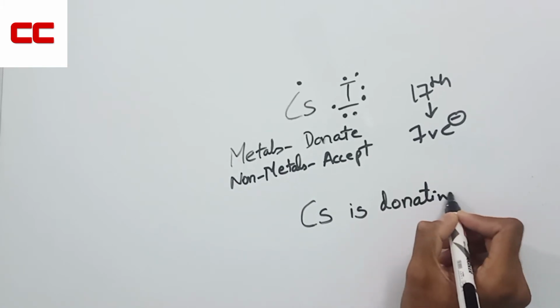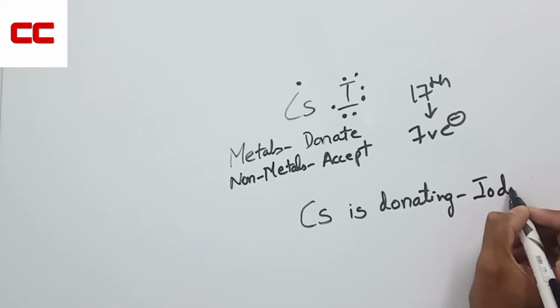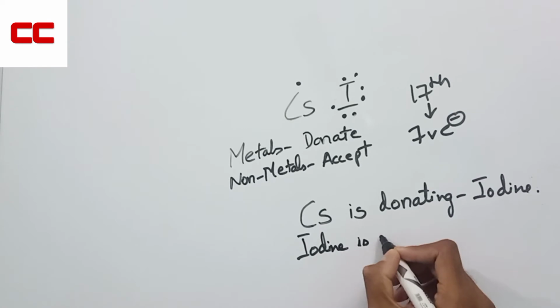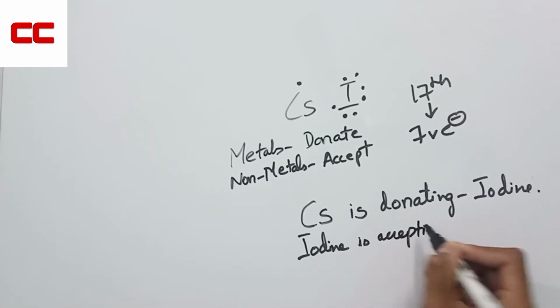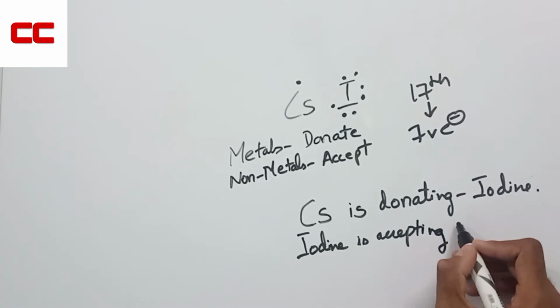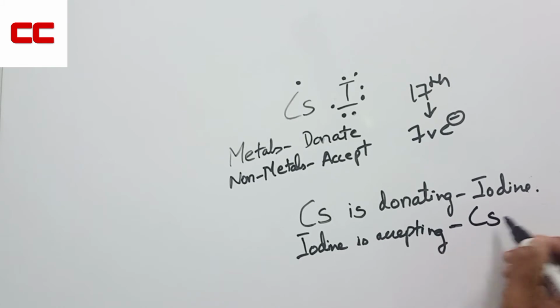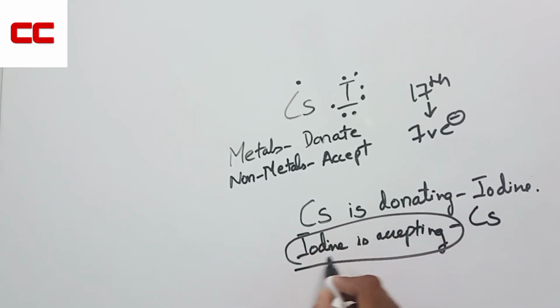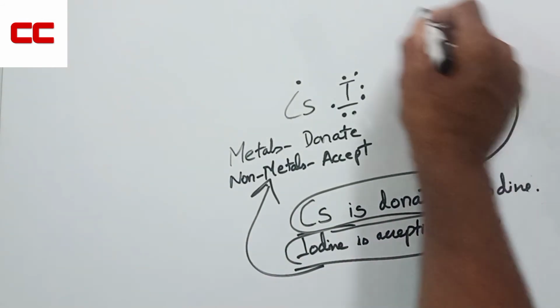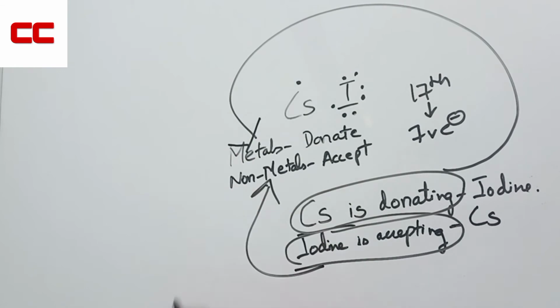To whom? It is donating to iodine. Iodine is accepting. Iodine is accepting from whom? It is accepting from cesium. Since iodine is accepting, this is a non-metal. Since cesium is donating, this is a metal. So I think by now everything is clear for you, very, very clear. So that is how you need to look at a question.